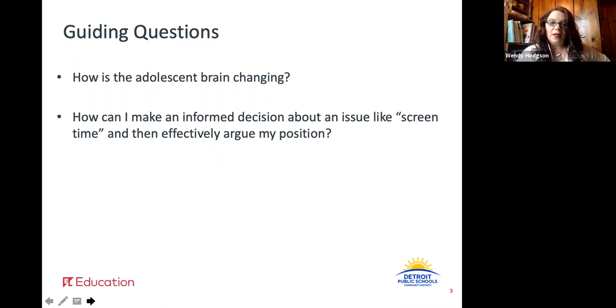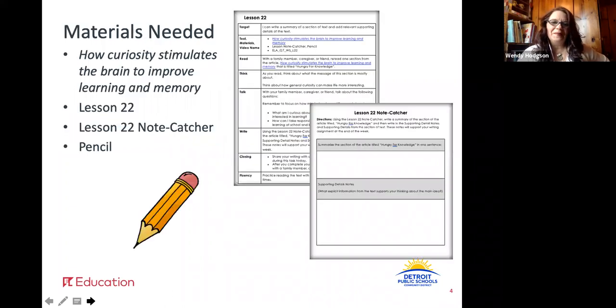And also our second question, how can I make an informed decision about an issue like screen time and then effectively argue my position? So we're really looking at reading a lot on this topic, citing evidence, gaining information so that we can do something smart with it at the end of our study.